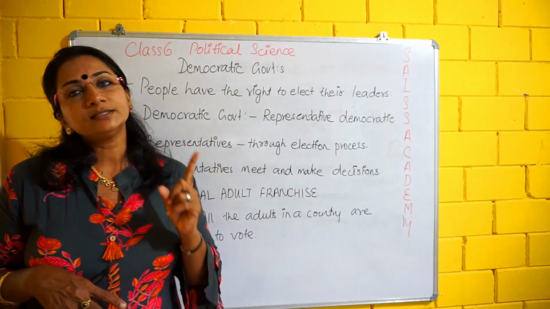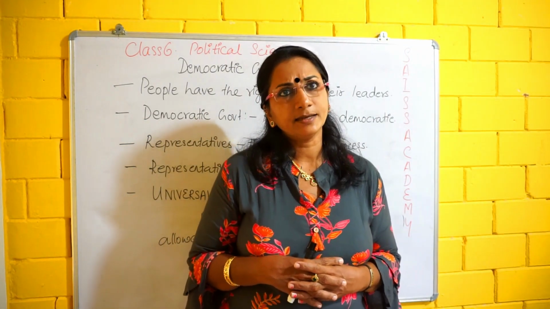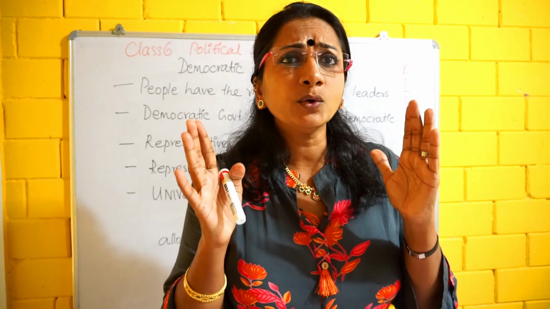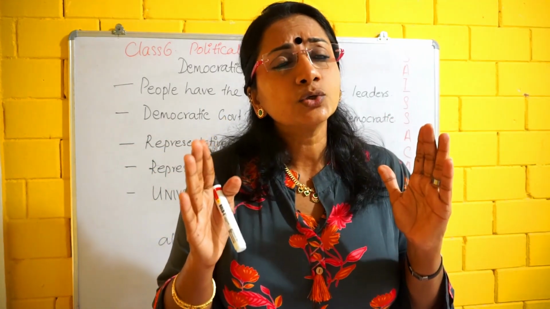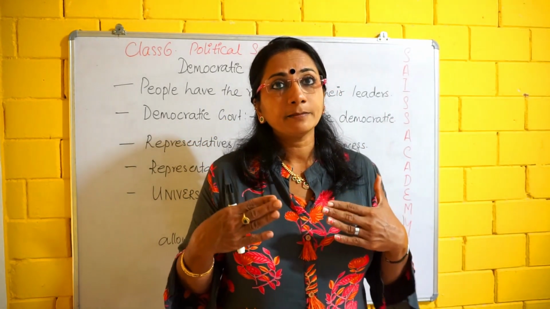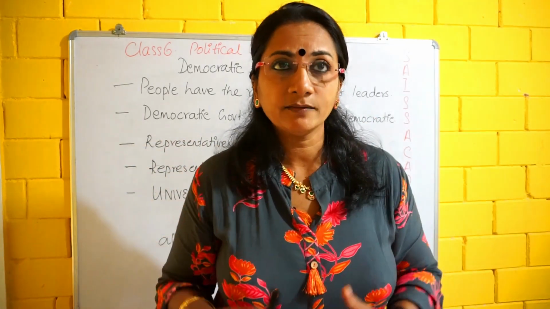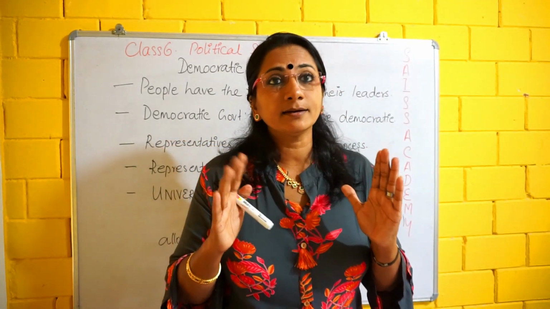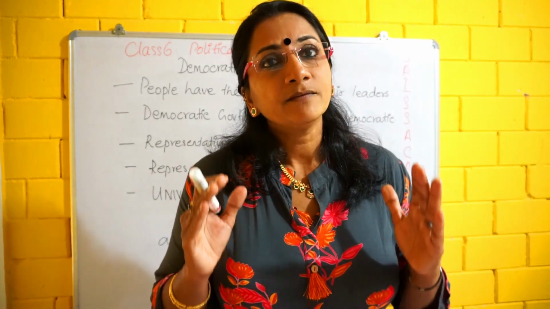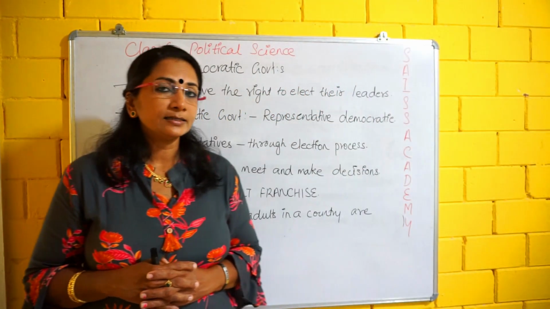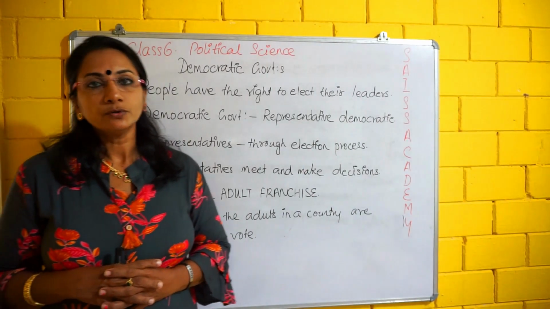However, Gandhiji in the journal Young India in 1931 demanded universal adult franchise. He said, I cannot possibly bear the idea that a man who has got wealth should have the vote, but that a man who has got character but not wealth should have no vote. He just wrote like that. So he demanded a system of universal adult franchise. What is universal adult franchise? That means all the adults in a country are allowed to vote.